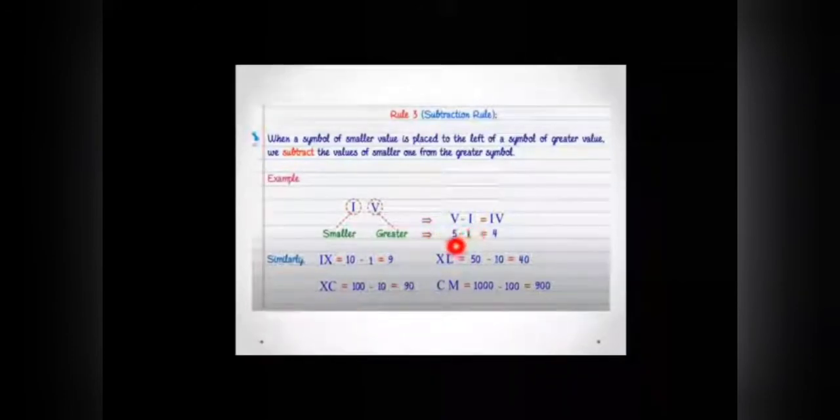The third rule is the subtraction rule. So when a smaller value is placed to the left of the symbol, or before the symbol, then you are supposed to subtract the smaller value from the greater value.